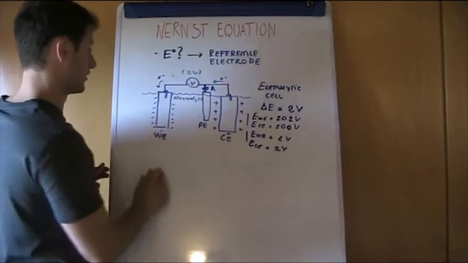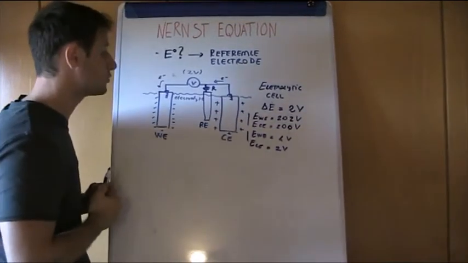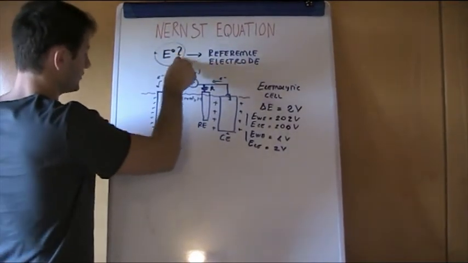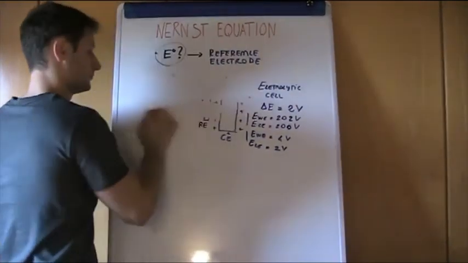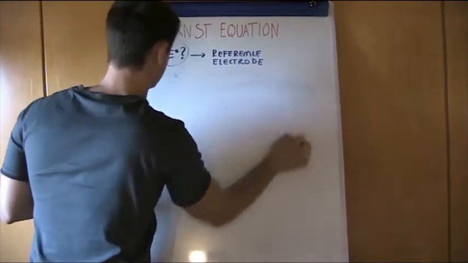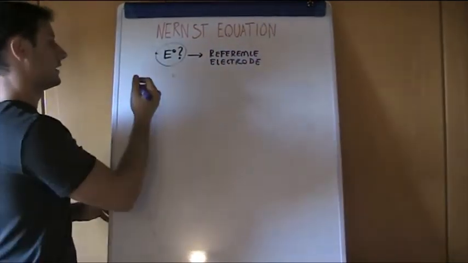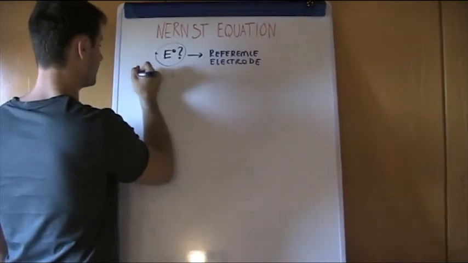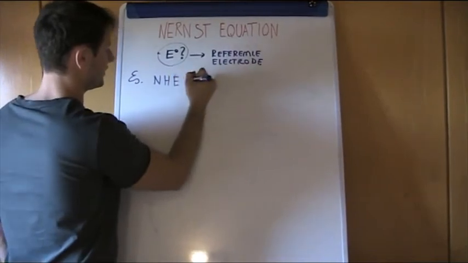So how does a reference electrode work, and how is a reference electrode able to allow us to determine this parameter, fundamental for the resolution of the Nernst equation? So, let's make an example of a reference electrode. For instance, one type of reference electrode is the normal hydrogen electrode.